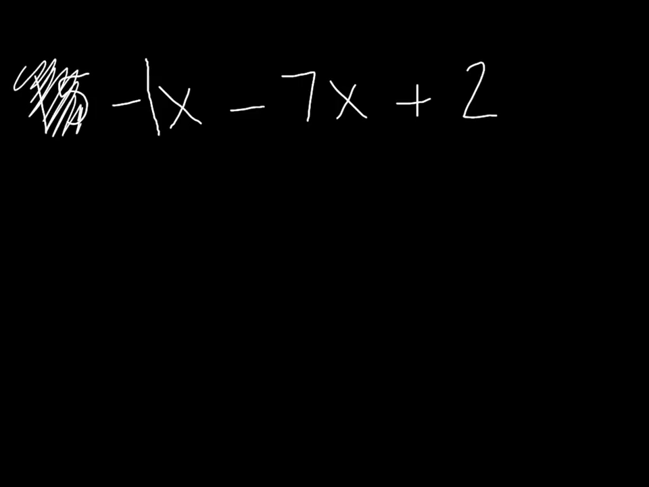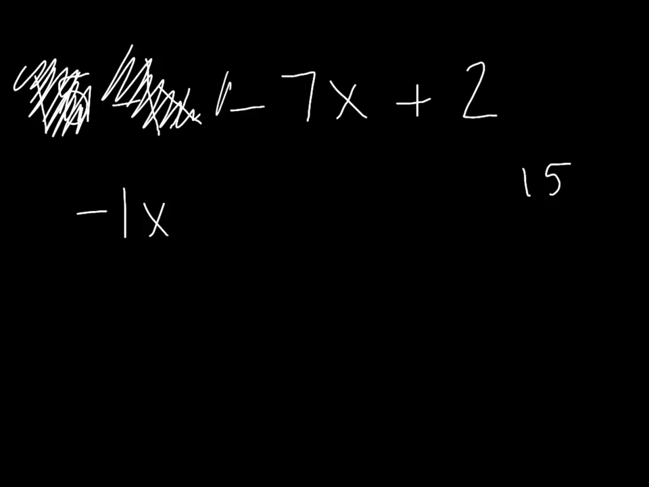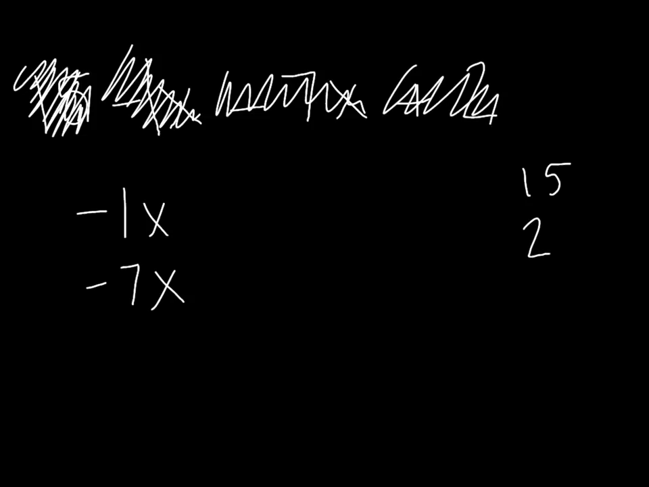All right, so I'm going to start with this 15. It does not have a variable, so I'm going to start a category that has no variables. Minus 1x is going to have to start a new category, minus 1x. Minus 7x is going to go in that same category. And then a positive 2 is going to go over there with the 15. So remember, when you're combining, that's adding. So I have a negative 1x and a negative 7x. That's a party. I'm going to add those two numbers together, and it's negative. So negative 8x is what that would become.